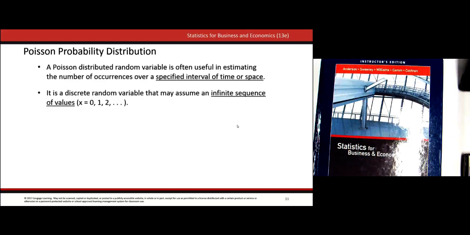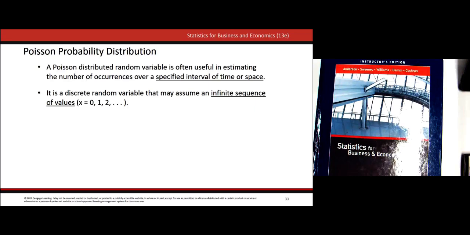For the Poisson distribution, Poisson random variable is useful estimating the number of occurrences over a specified interval of time or space. So you are counting the number of events. It can be number of failures, number of customer arrivals, number of patient arrivals. So there is no finite upper limit.